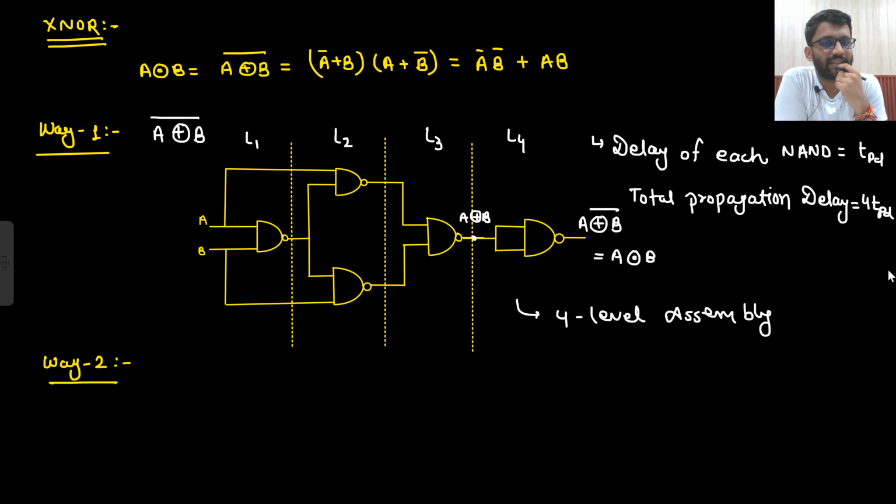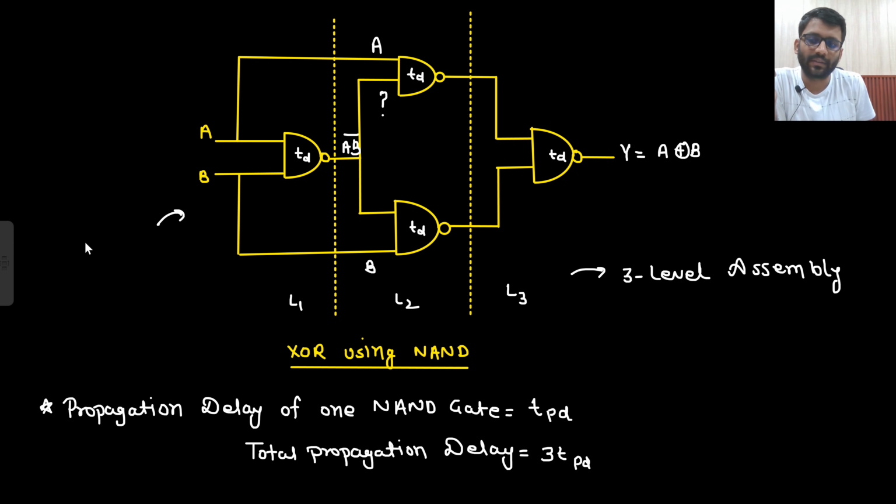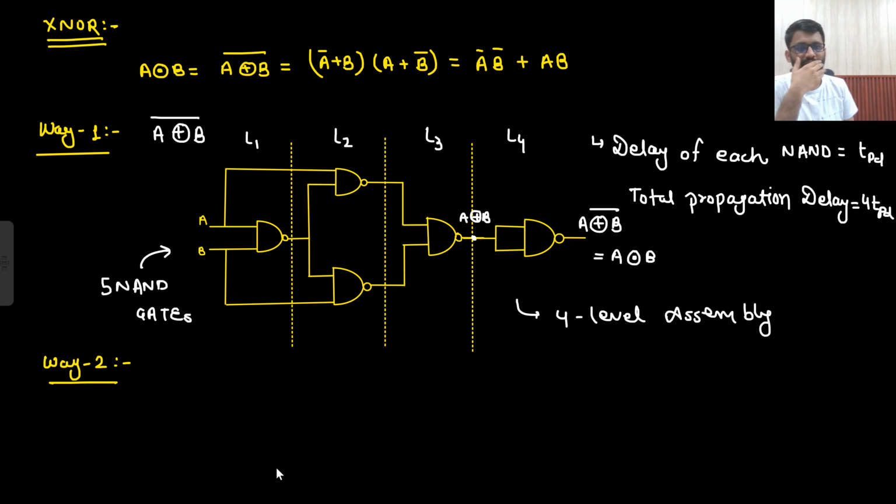So now my question is, is this the best way of implementing this function? Your answer is no. This is not the best way. There could be another way as well. Look, how many NAND gates did you require? 5 NAND gates. Here, how many NAND gates did you require? 4 NAND gates, right? And here you required 5 NAND gates. So the number of gates is 5, that is good, but the propagation delay is 4 TPD.